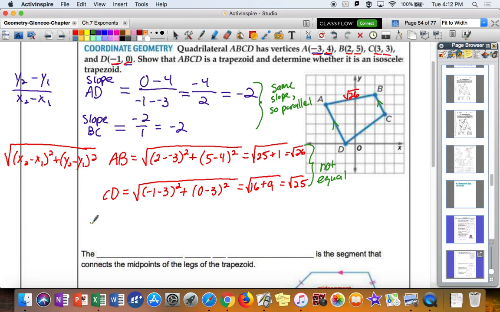So let's conclude on the bottom, or write a conclusion, write a justification. It is a trapezoid since it has one pair of parallel sides.